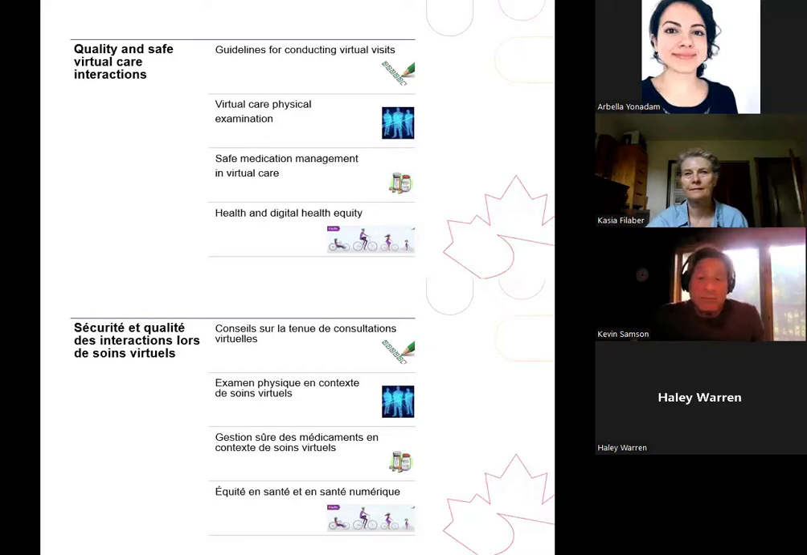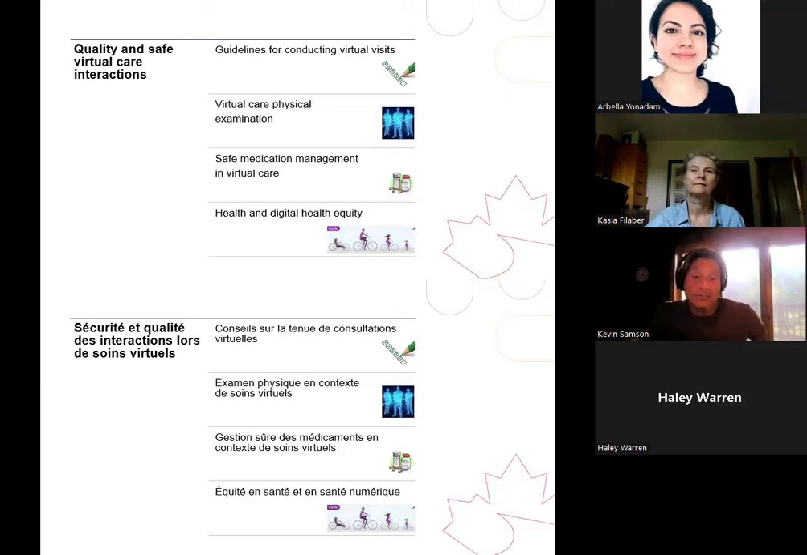There's lots of important tips on safe prescribing in virtual care: having access to the patient's medication information, questions and discussion points about taking the medication, and the use of electronic prescribing platforms to help ensure that the right meds are prescribed to the right patients in a secure and timely manner.